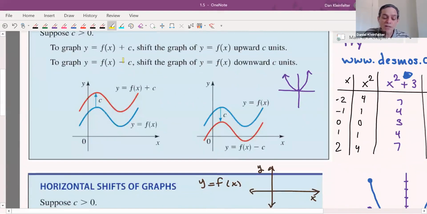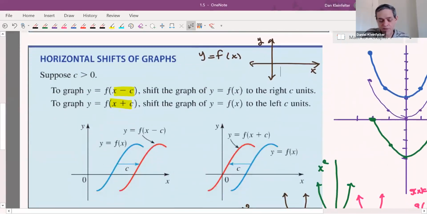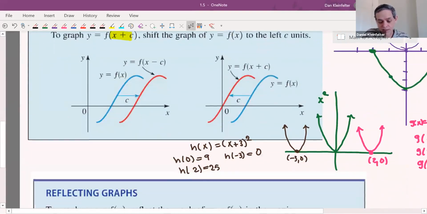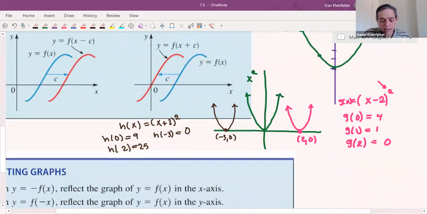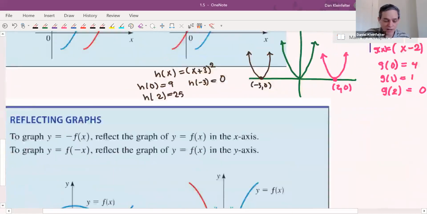For the y direction moves, it's pretty intuitive, plus for up, minus for down. And then for the horizontal direction shifts, it is kind of the opposite of what you might think. And to keep straight which way it's going to go, you can think of transforming some function that is familiar to you, like the x squared graph as we have here. So these first transformations have been about moving the graph up and down and left and right.